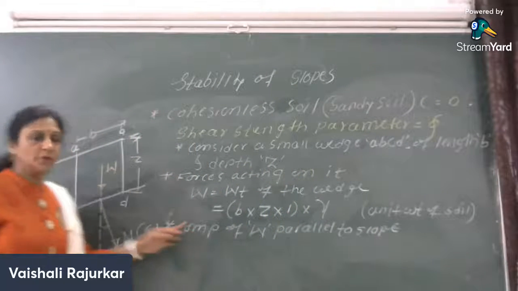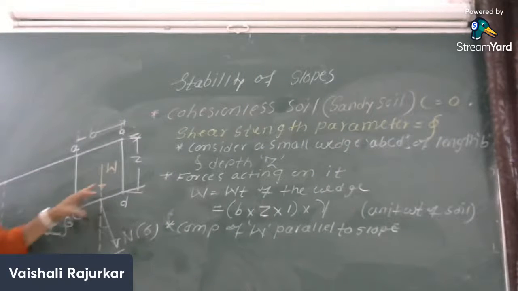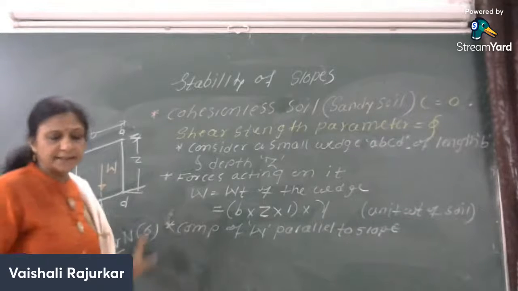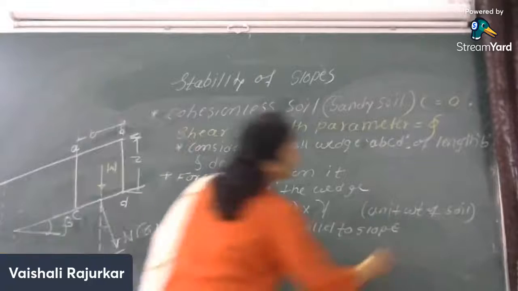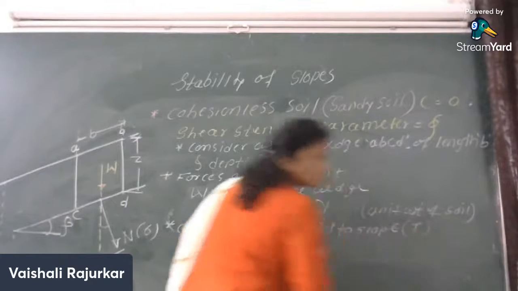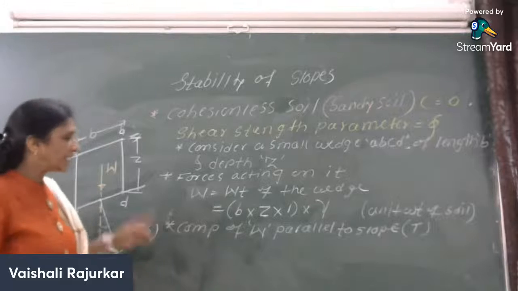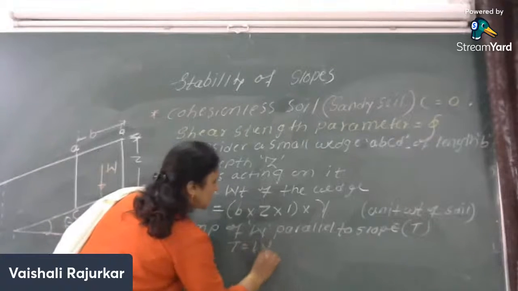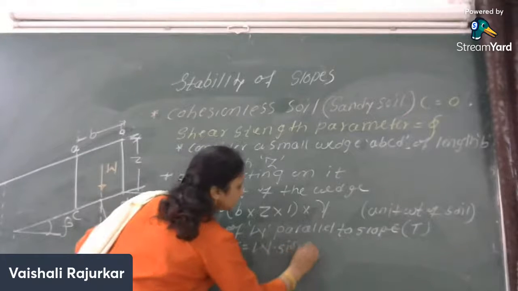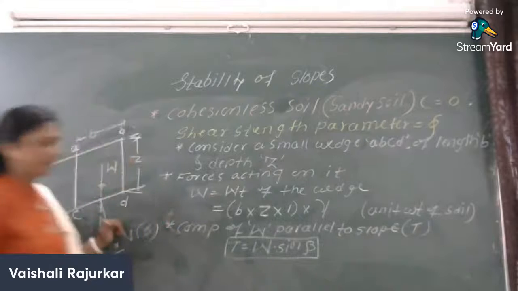Component of W parallel to slope. Which component of W is parallel to the slope? That is T, the tangential component, which is parallel to the slope, and that we will denote by T. So what is T then? T is W sin beta.